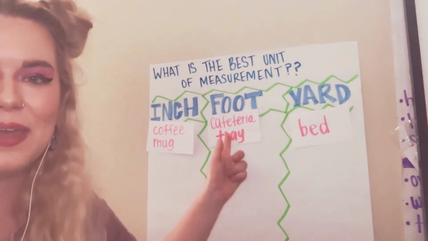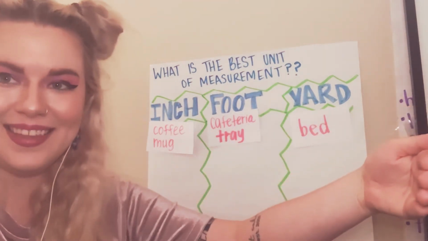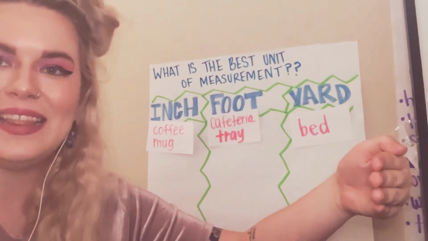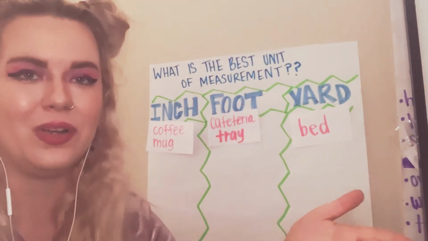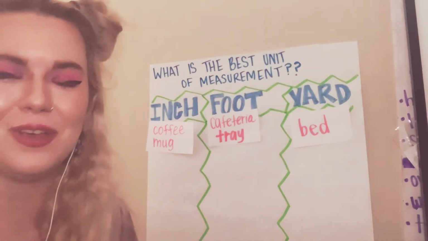Cafeteria tray. Think about the tray you use to pick up your cafeteria food. If you wanted to measure the length, not the height, but the length of the cafeteria tray, that would be about one ruler long, okay? It would be most appropriate to use feet or 1 foot to measure that.